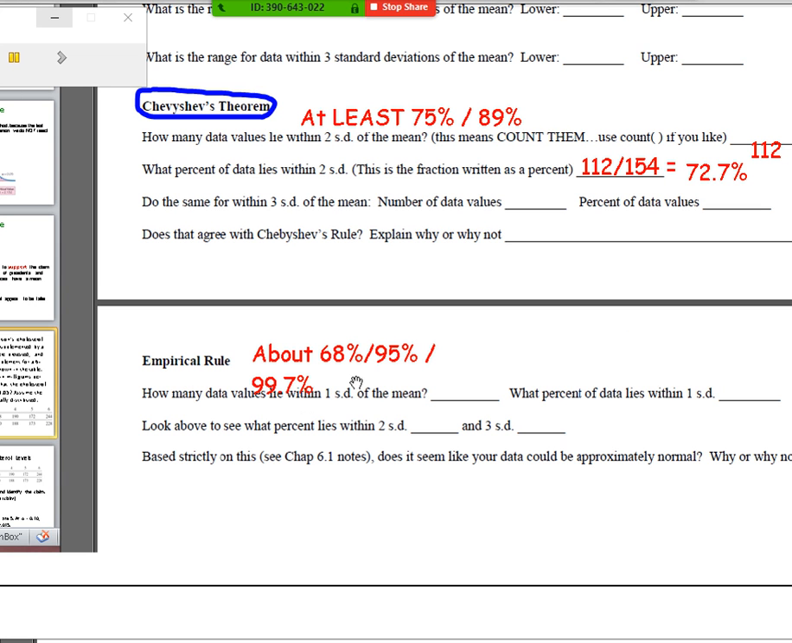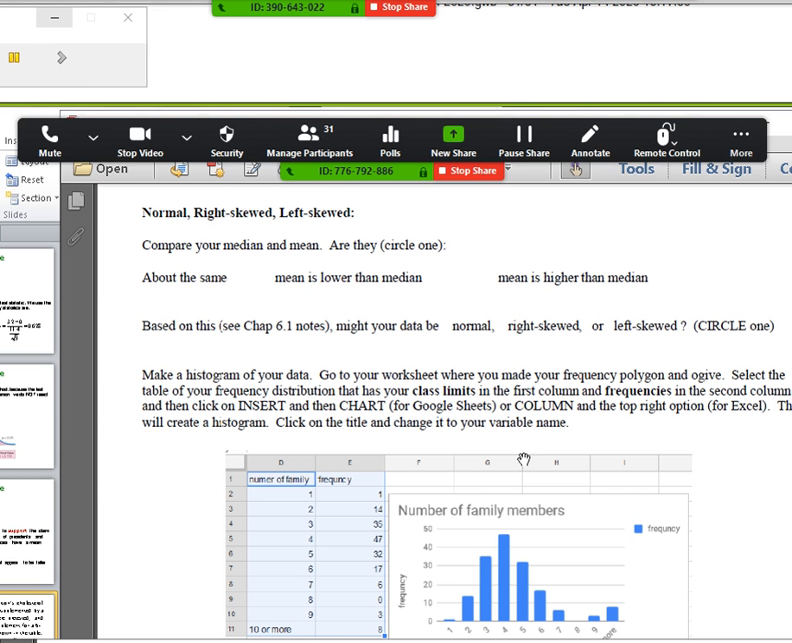And then the empirical rule, right? The empirical rule says it should be about 68% within one standard deviation, about 95% here, and about 99.7% here. So you have to figure out how many are within 3 standard deviations, and if that matches up or not. Are you getting about 68 and 95% and 99.7%, or maybe you aren't.